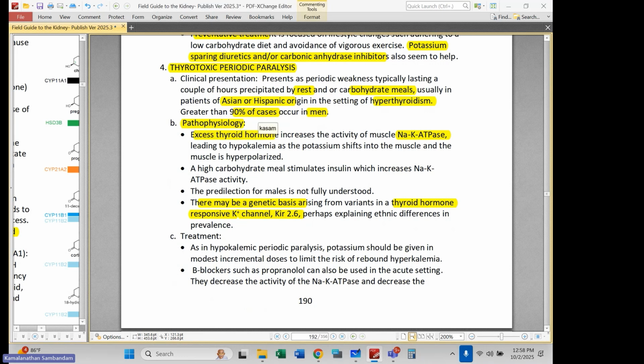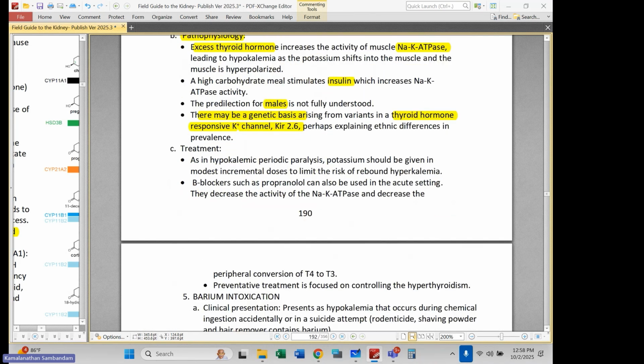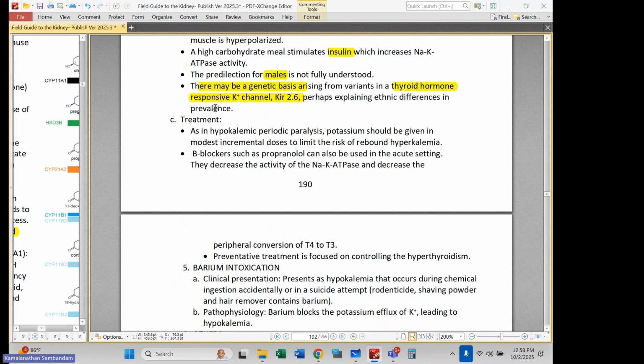Thyroid hormone is another stimulus of sodium potassium ATPase. We've talked about the insulin effect. The sex predilection, or the predilection for males, is not well understood, except for perhaps there being a difference in the frequency of this gene appearing more commonly in males, but why that happens is not well understood. Treatment is typically similar to hypokalemic periodic paralysis, more broadly, is small doses of potassium given frequently, right?